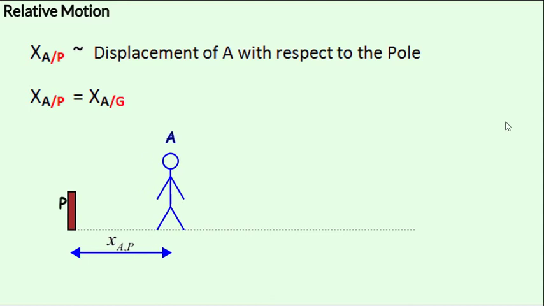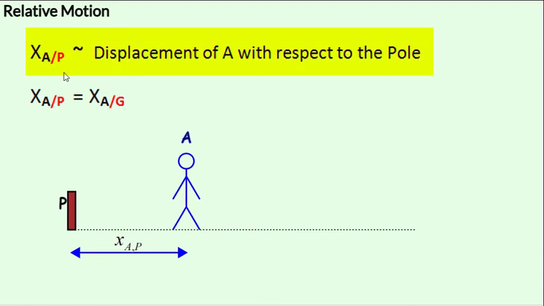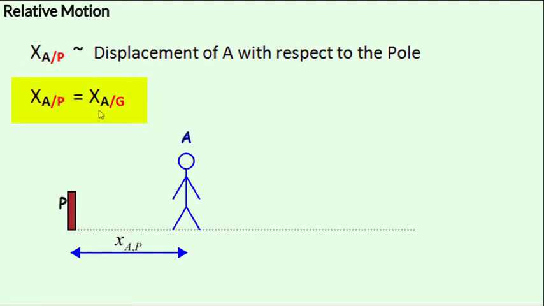The displacement of the man with respect to the pole is expressed as x_A/P. In the subscript of x, the A refers to the displacement of the measured entity, which in this case is the man A, and P refers to the pole or the reference point from which we measure the displacement. So we could write x_A/P as also x_A/G, where G refers to the ground. And we can do this since the pole is fixed to the ground. So x_A/P is equivalent to x_A/G. Any object that is fixed to the ground can be considered as the ground itself.